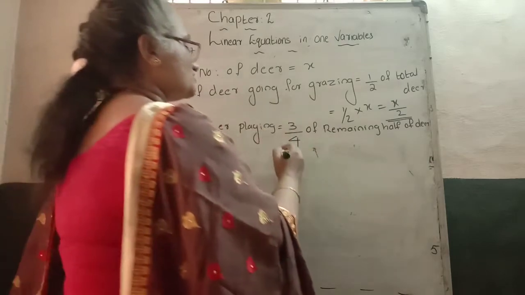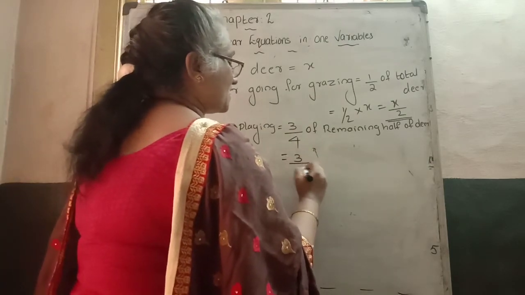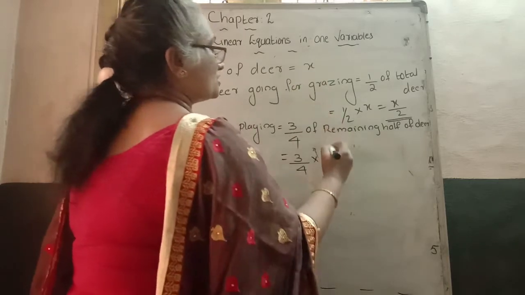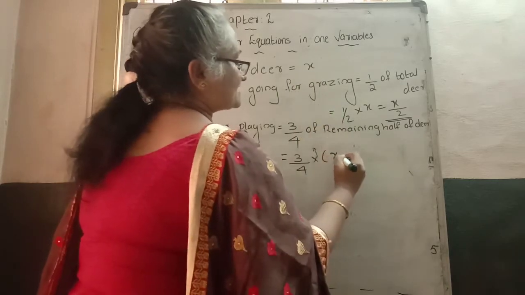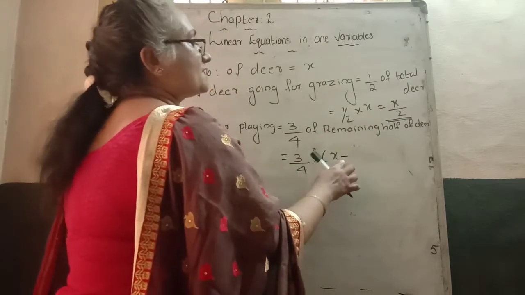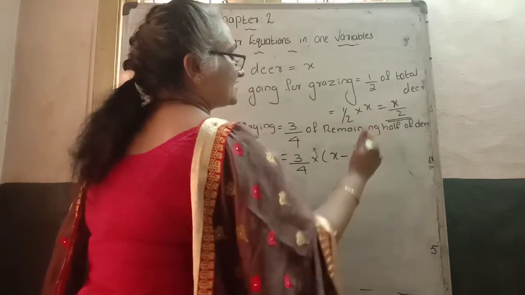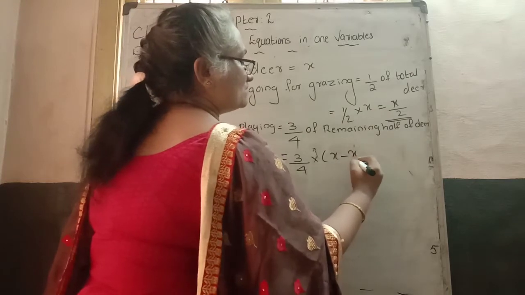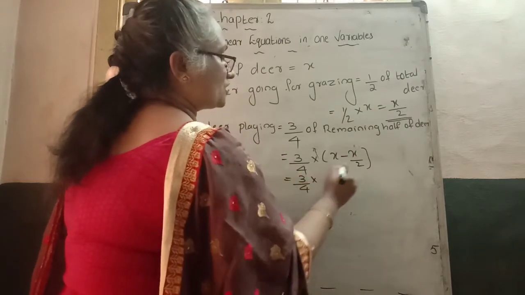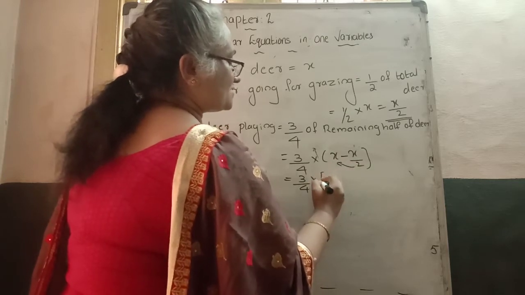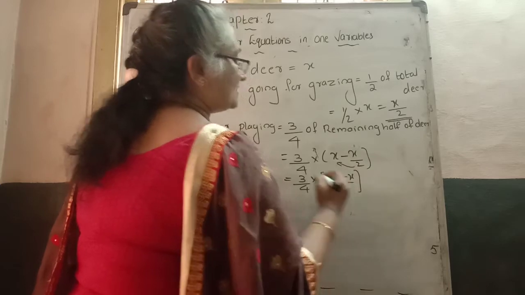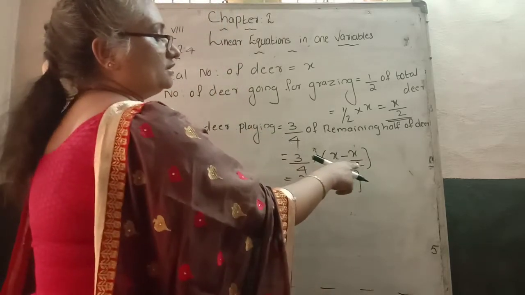The same way here, we take 3/4 into the remaining half. How to find it? The total number of deer is x. The remaining half is total deer minus grazing deer, which is x/2. So the calculation is 3/4 into x/2, where inside the bracket we get 2x minus x, whole divided by the LCM 2.